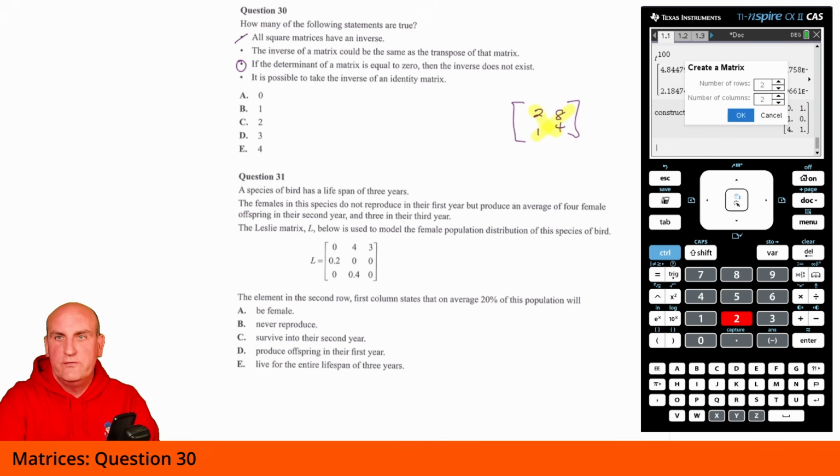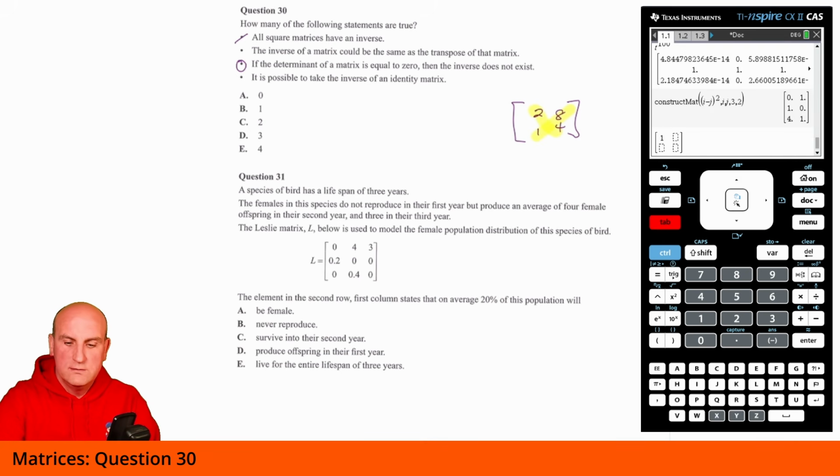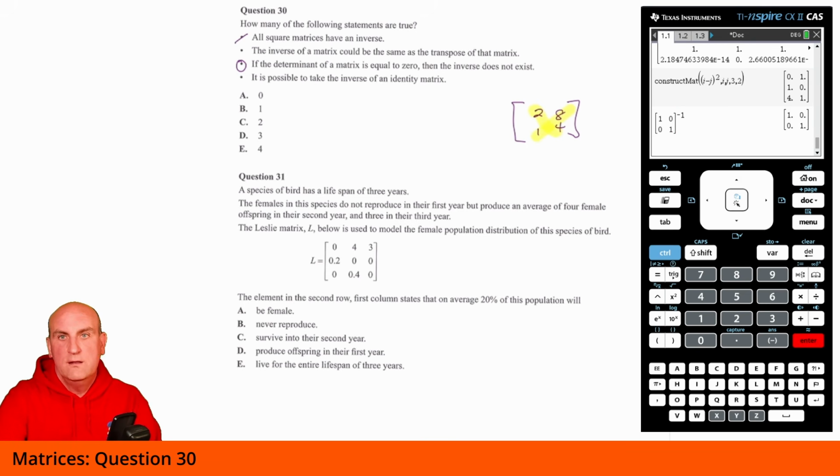Let's just put an easy one, 2 by 2 in. To prove, I've got 1, 0, 0, 1. Let's raise that to the power of -1. And there we go. Yep, we can absolutely take the inverse of an identity matrix. I'm sure there are people screaming out going, yes, of course you can. Right, I'm just going to check. I'll be back in a second.